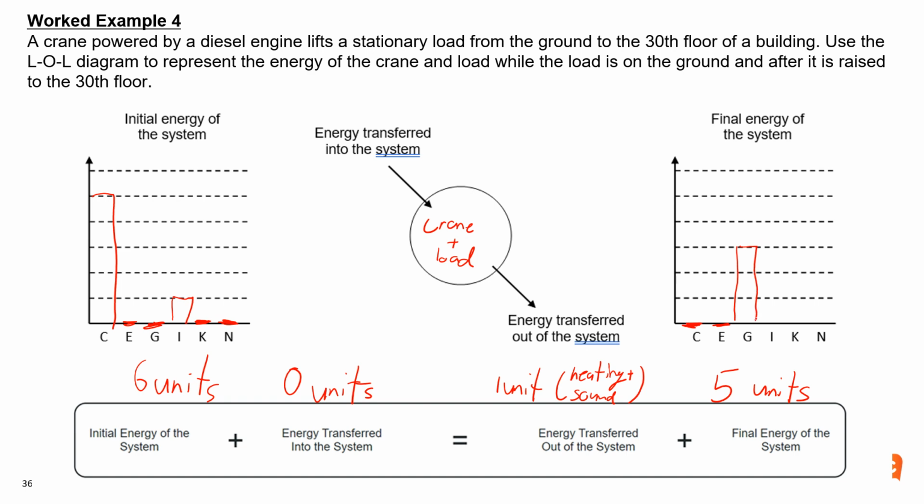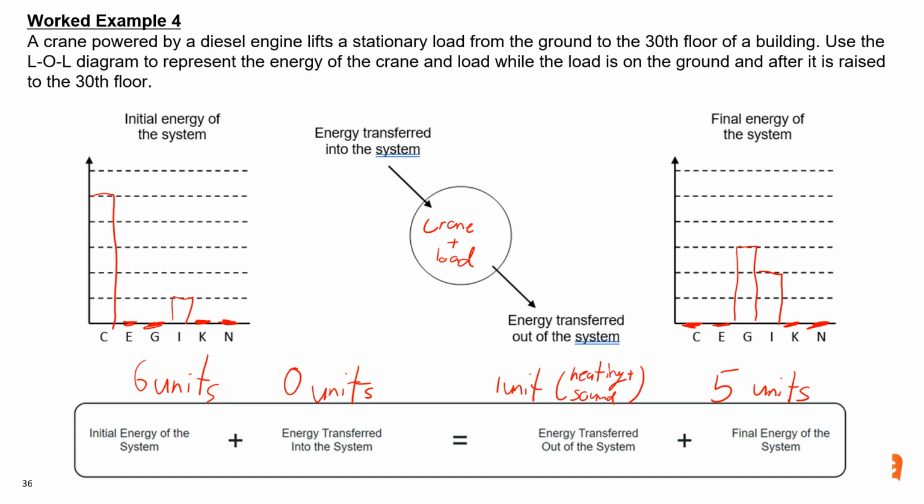Why have I put 3 units? Because I'm also going to say that perhaps after running the engine, it's gotten hot, so it has some more energy in the internal store. It's gone from 1 unit to 2. But at the 30th floor of the building, it is still going to be stationary, so 0 kinetic store, and no nuclear reactions have happened, so 0 nuclear store. So you can see over here that I have 5 units in total in the final energy of the system, because 1 unit has been transferred out of the system here.